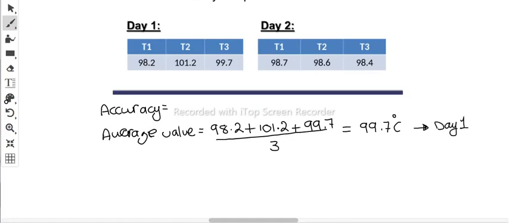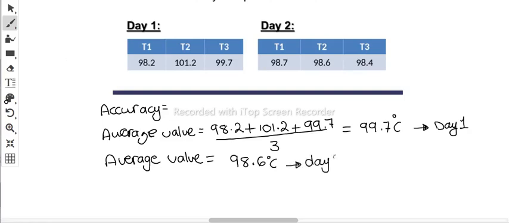For the average value, considering day 2 now, I'm going to write down the final answer after adding 98.7, 98.6, and 98.4 and dividing over 3. Your final answer is 98.6 degrees. This is for day number 2. Now I've got my averages. I need to compare my average to the actual, which is the literature.